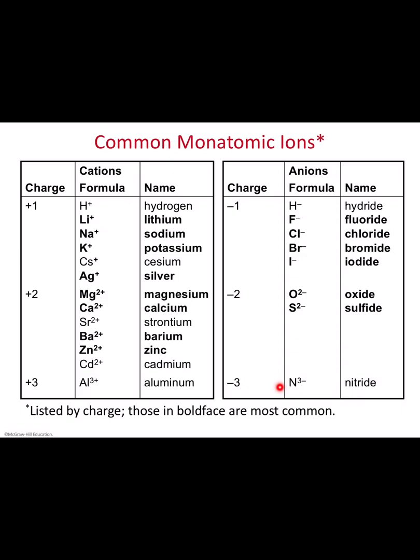And nitrogen is in group 5. Okay, and then group 5, to look similar to the electron configuration of group 8, it needs to take 3 electrons. So nitrogen makes -3 by taking 3 electrons, and we call it nitride. So these are common monoatomic ions.